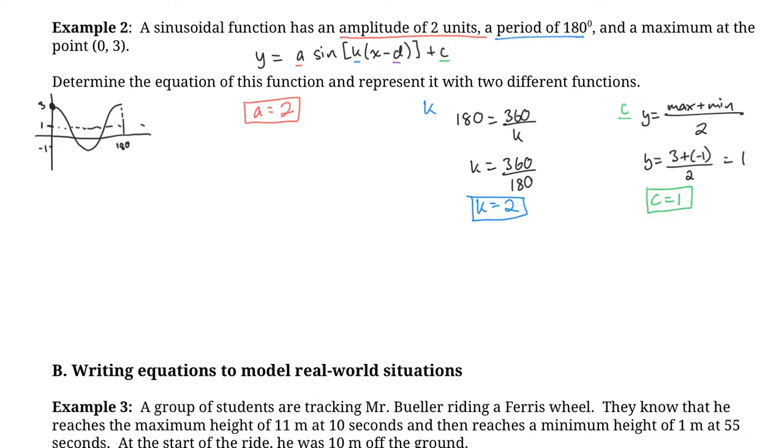And now we can find D. So D will depend on which function we're using, and we need to use sine and cosine because we're being asked to find 2 different functions to represent this. Since our graph starts at a maximum, just like one cycle of the cosine function, that means our D value for the cosine function can be 0.